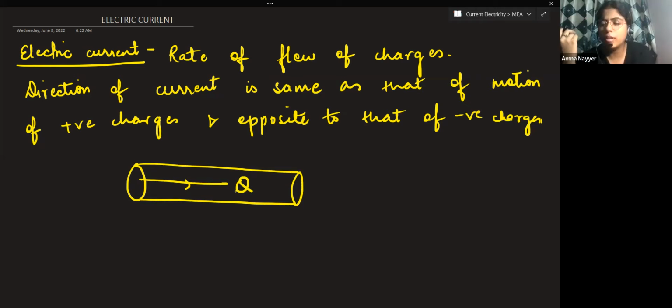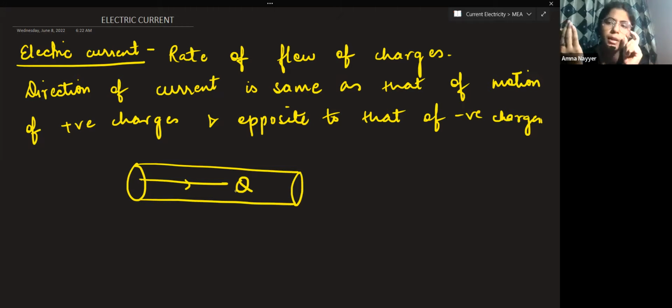If you have done it in your 11th standard, rate of change of displacement is known as what? Velocity. Rate of change of velocity is known as what? Acceleration. So what is the formula of velocity? Distance divided by time. Any quantity that gets divided by time, we call it a rate. So in the case of electric current as well, electric current is basically the rate of flow of charges.